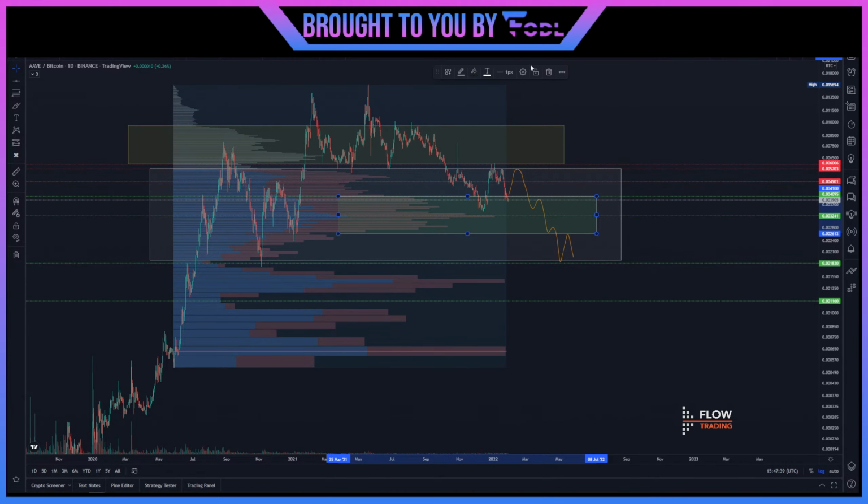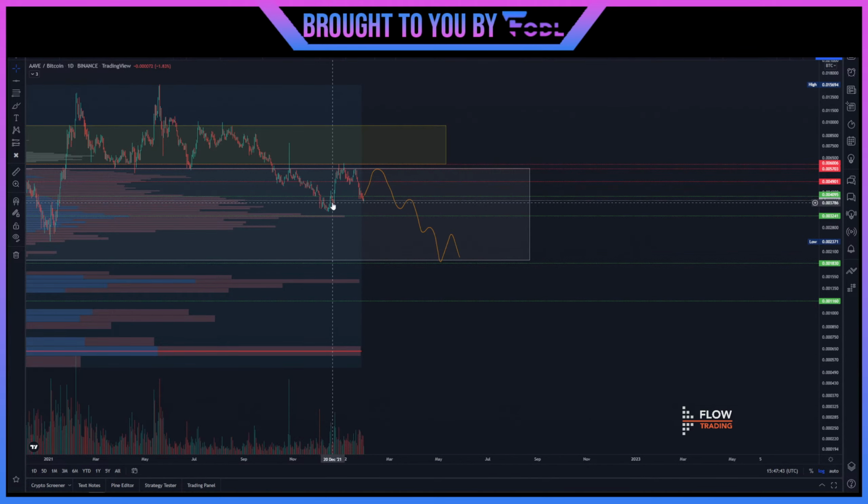Okay, so let's just not make this very confusing. I just wanted to highlight this volume here, and you can see here that there's a nice order block, and that's exactly where the price has been bouncing.